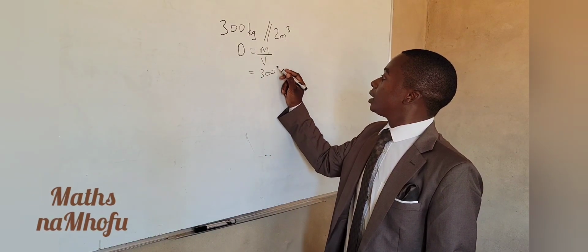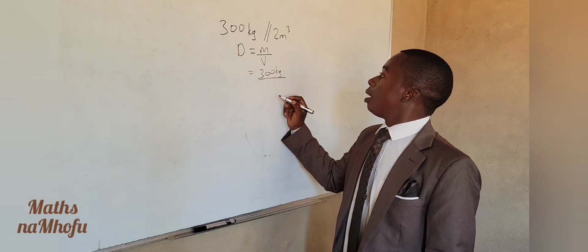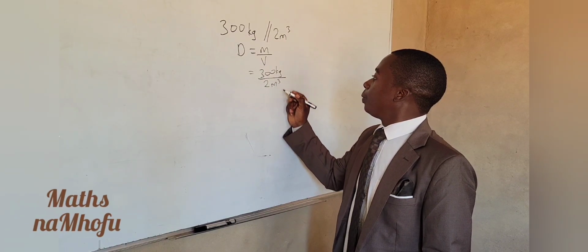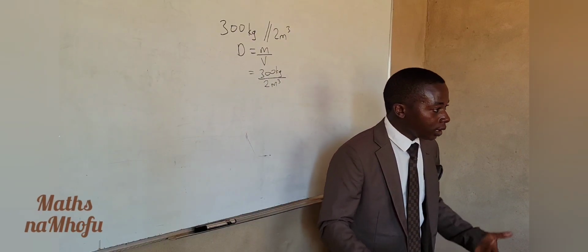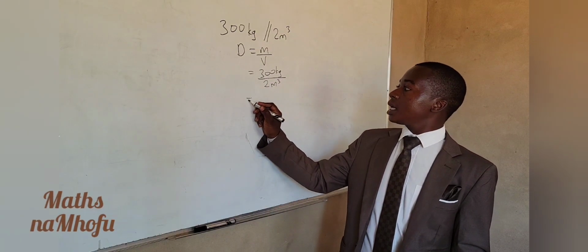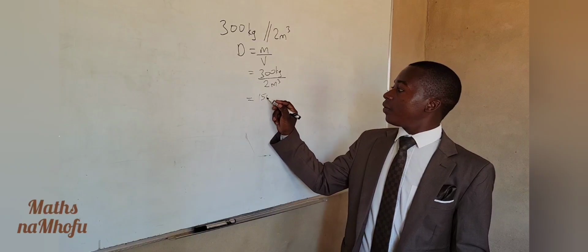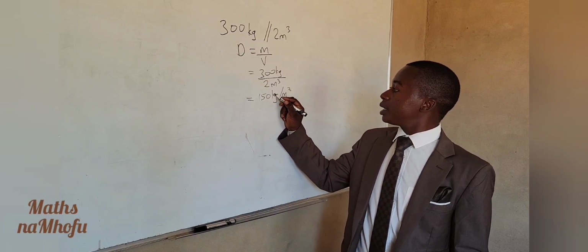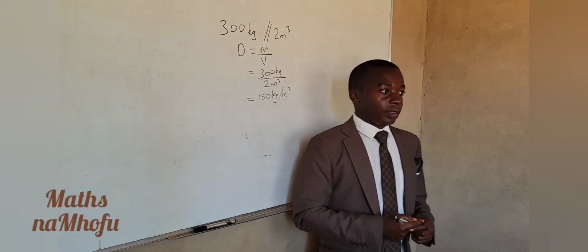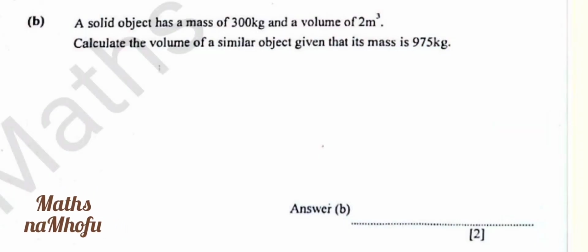So, what is my mass here? That's 300 kgs. What is my volume? 2 cubic meters, right? Then what are you going to do? You are going to what? To divide. And our final answer, 300 divided by 2, that's 150 kg per cubic meter. Are we together? That's our answer. Now let's move on to the next question.